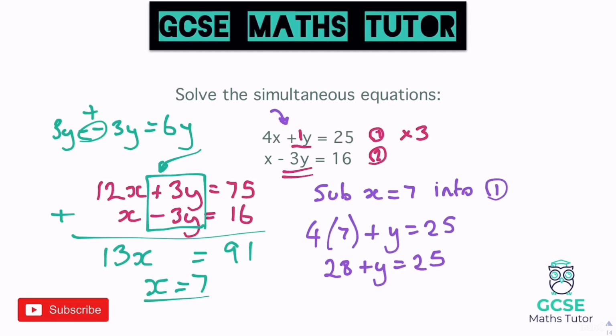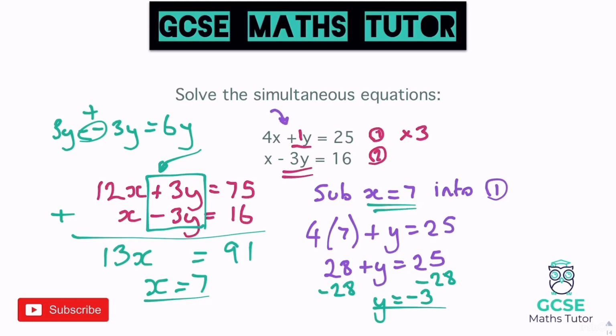And again, we just need to now finish this off to solve it to find out what y is. Well, 28 add y is 25, it goes down, so it's got to be negative. If we solve this like normal, take away 28 from both sides, we get y equals negative 3. And there's our final answer, y equals negative 3. So x equals 7 and y equals negative 3.